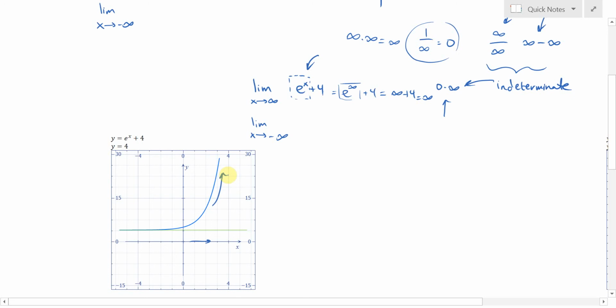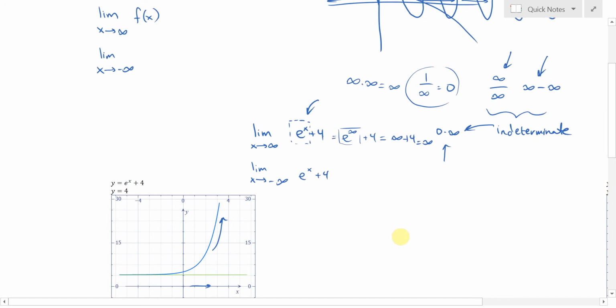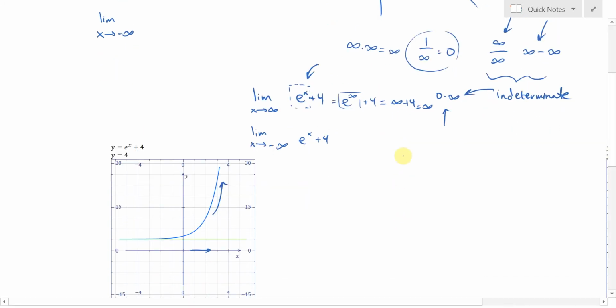Alright, what's happening as x approaches negative infinity of e to the x plus 4? Must have erased it. Again, we have a sketch of e to the x, and it looks like this. It goes off to infinity and it has an asymptote to 0 as x runs to negative infinity, right? So as x runs to negative infinity, this term is going to go off to 0. As x goes to negative infinity, e to the x goes to 0. So that would just be 0 plus 4.